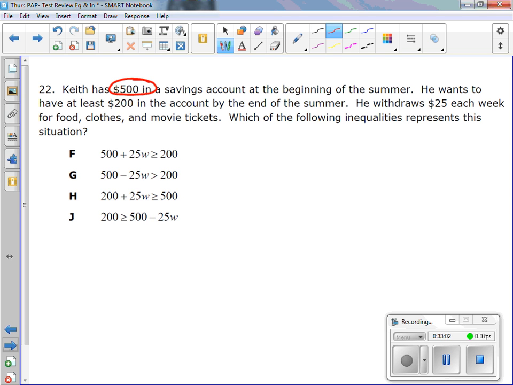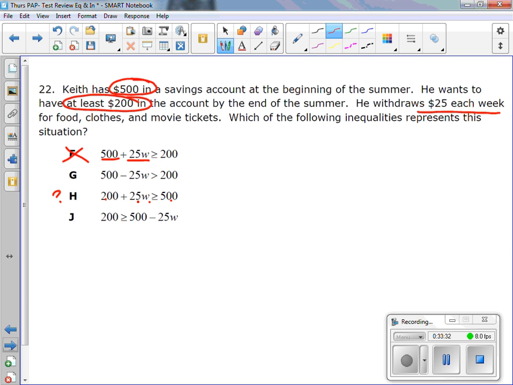So we start with $500. We want to have at least $200. So $200 would be okay, but we've got to at least have that much. He withdraws, he's taking away, $25 each week. Which of the following inequalities represents this situation? So first of all, 500 adding money? No. 200 adding $25 a week is going to be, I don't know about that one. It sounds a little funky. So this is a maybe.